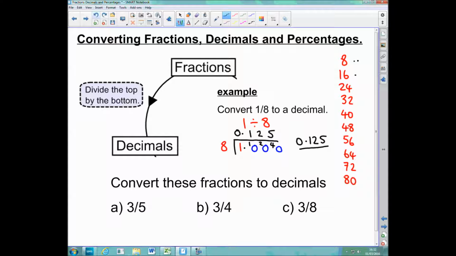Okay, so have a go at the questions below. Okay, convert those fractions to decimals. And we'll go through the answers in a moment.